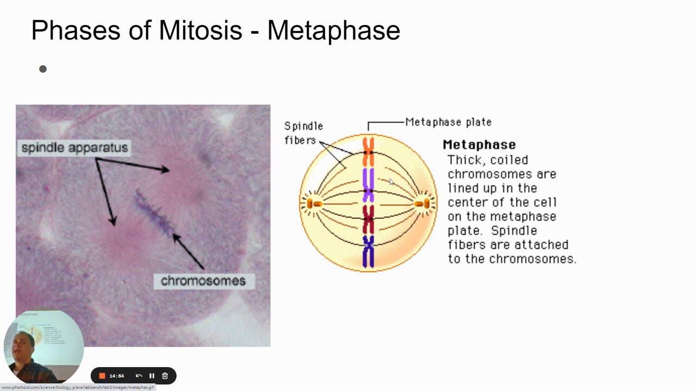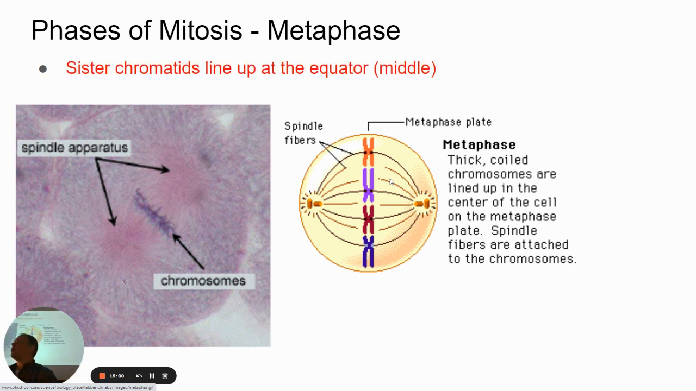In metaphase, the chromosomes line up single file in the middle of the cell. Think about metaphase: middle. We could see that here. Those chromosomes are all lined up right down the middle. It's called the equator of the cell. So obviously this is a cell that only has 4 chromosomes. In a human cell, there would be 46 of those chromosomes lined up single file.